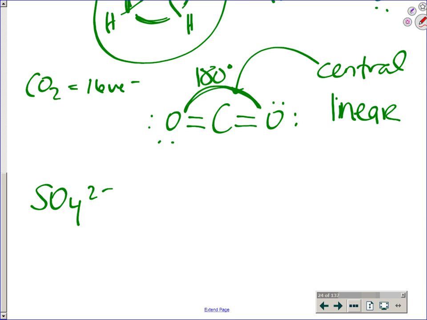Maybe I need to mention this. What do I do with the 2 negative charge? Add 2 more electrons to your valence count. Planar, we're going to work with the geometry a whole lot. Planar would be a flat structure because there's no lone pairs on the central atom. Lone pairs on the central atom start to cause repulsion, which means not a planar structure.